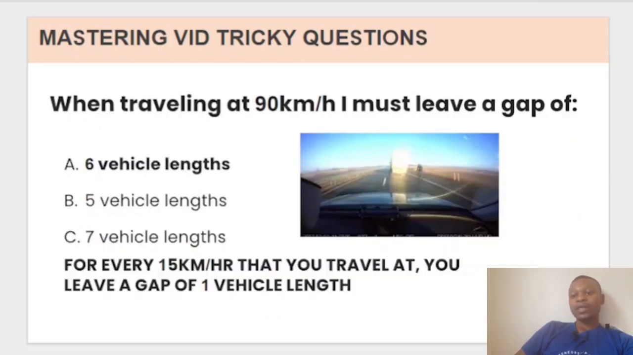The next one says, when traveling at 90 kilometers per hour, I must leave a gap of. Now I wrote something down here. Now if you are wise, I want you to take this down, right? Write this down in your notebook. So you say for every 15 kilometers per hour that you're traveling at, you're supposed to leave a gap of 1 car length. 15 kilometers per hour is close to 1 car length, right? What about 90 kilometers per hour?